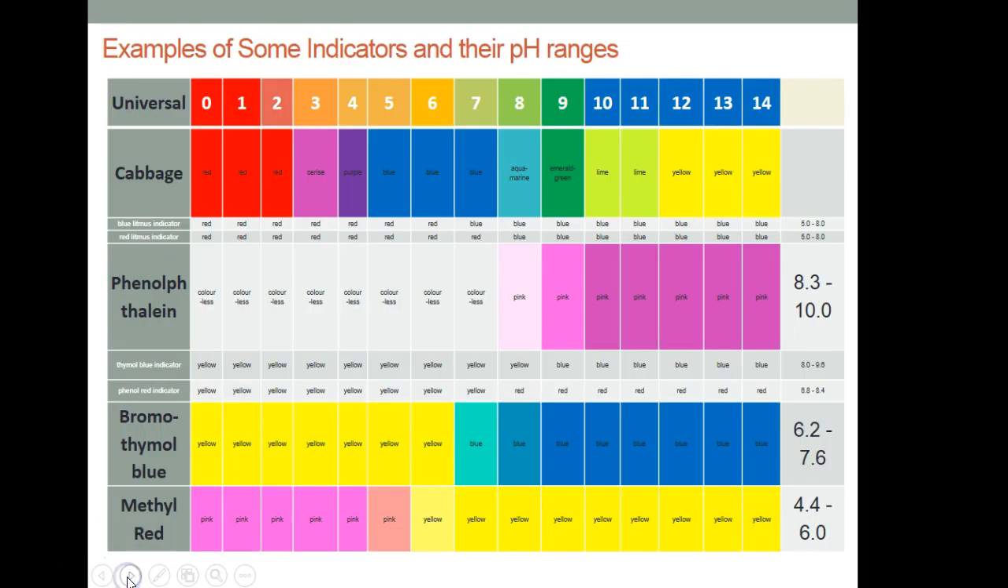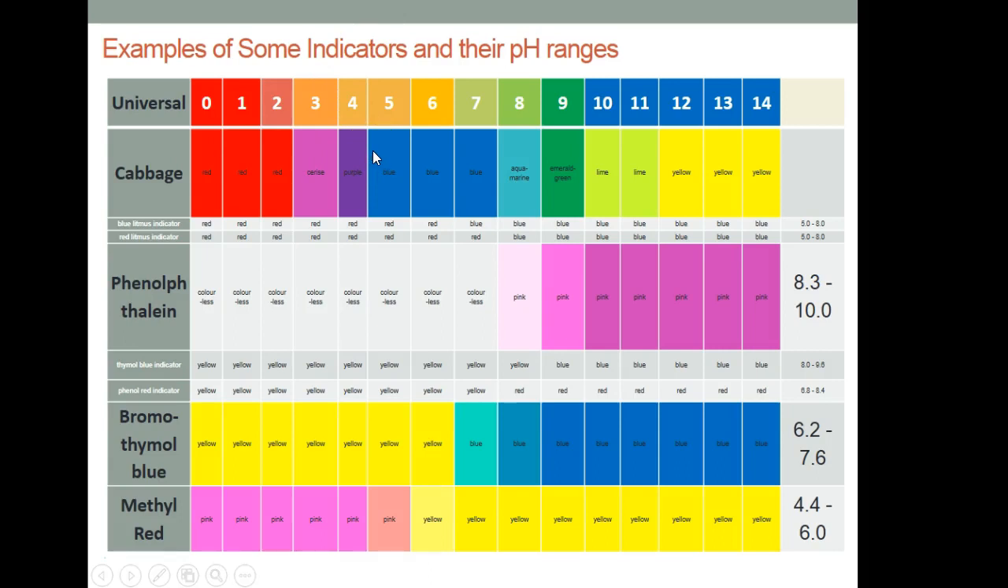So these are some examples of indicators, and let's look at their ranges according to the color changes. I used colors here so as to mimic the conditions of what the color change would look like. Now, if I use either universal or cabbage solution, I'm able to do all kinds of acid-base titration.